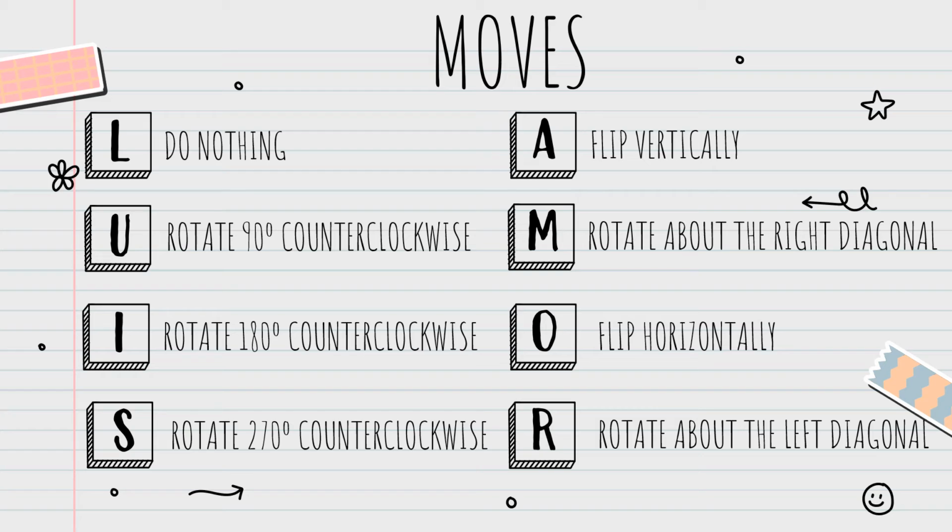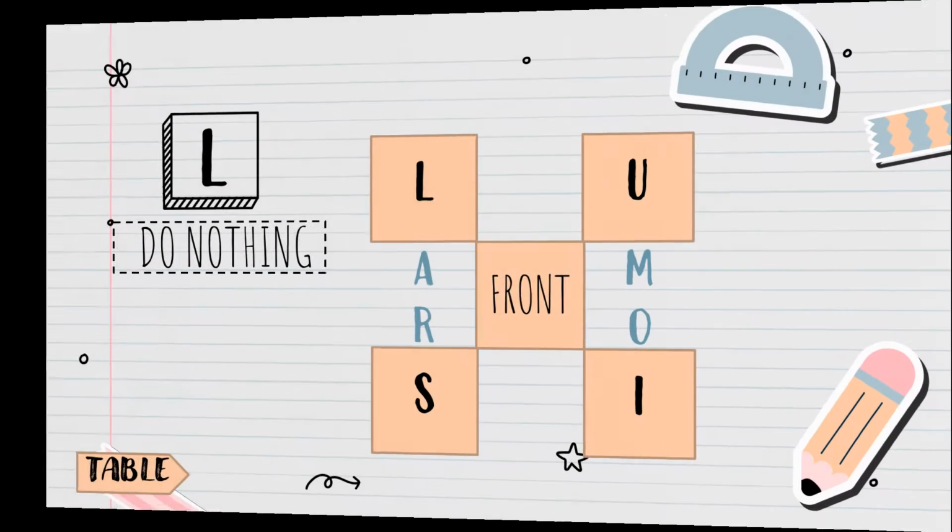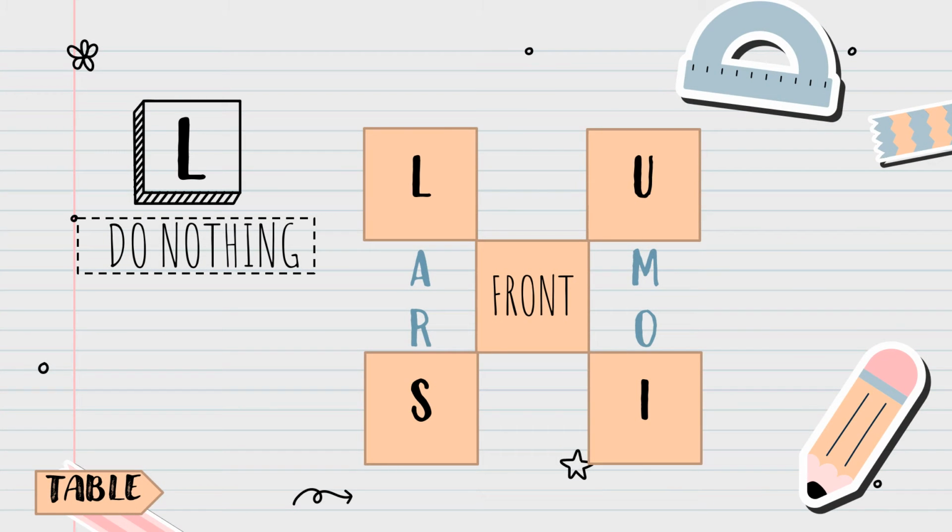And now let's try involving the operation star. For example, we have L star U. So first is L, do nothing, which makes the figure stay the same or look like this. Then we may now proceed to the second move, which is U, or which is to rotate 90 degrees counterclockwise. And we will now have this figure.